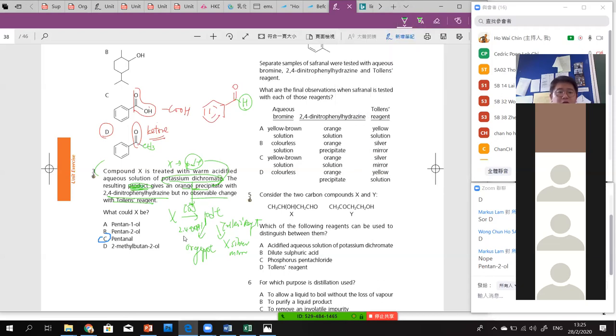The orange precipitate means we have got a carbonyl group. No silver mirror means it's not an aldehyde. So the product must be a ketone. If that is oxidized to form a ketone, what is X? X is a secondary alcohol. So you have to check which one is the secondary alcohol, and that is the answer.